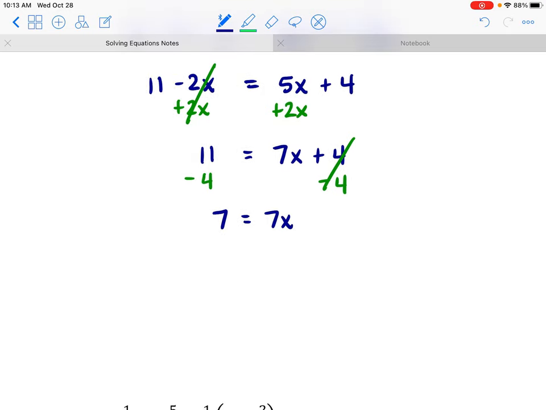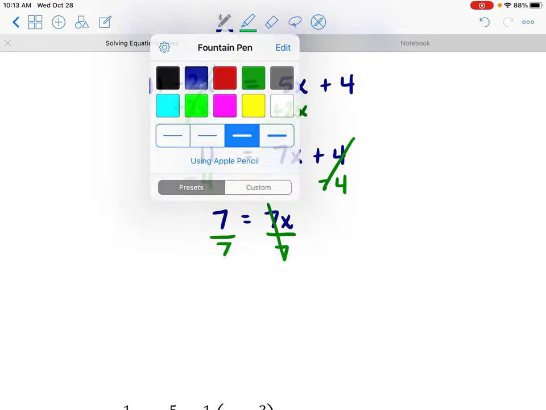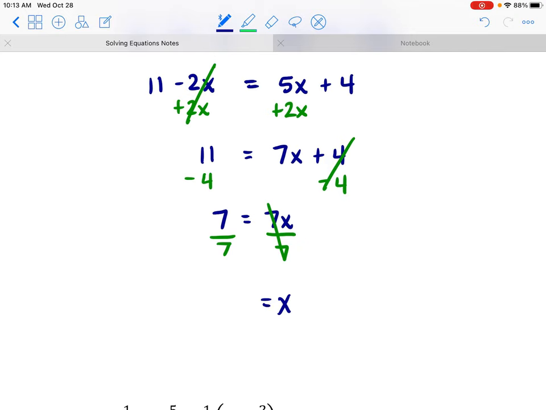And then one last step. Get rid of times 7 with divide by 7. So that reduces to 1. 7 divided by 7 is 1 in front of x. And again, 7 divided by 7 is 1 on the other side. And so 1 is our solution.